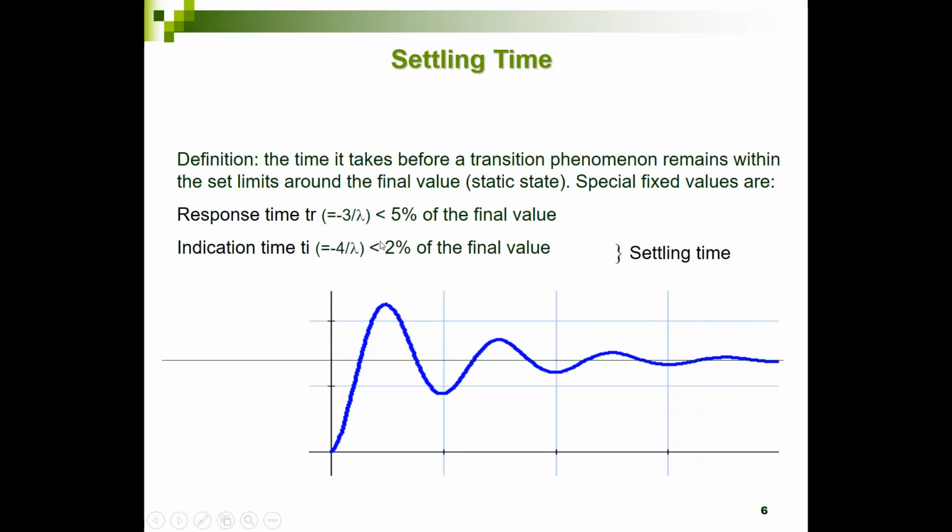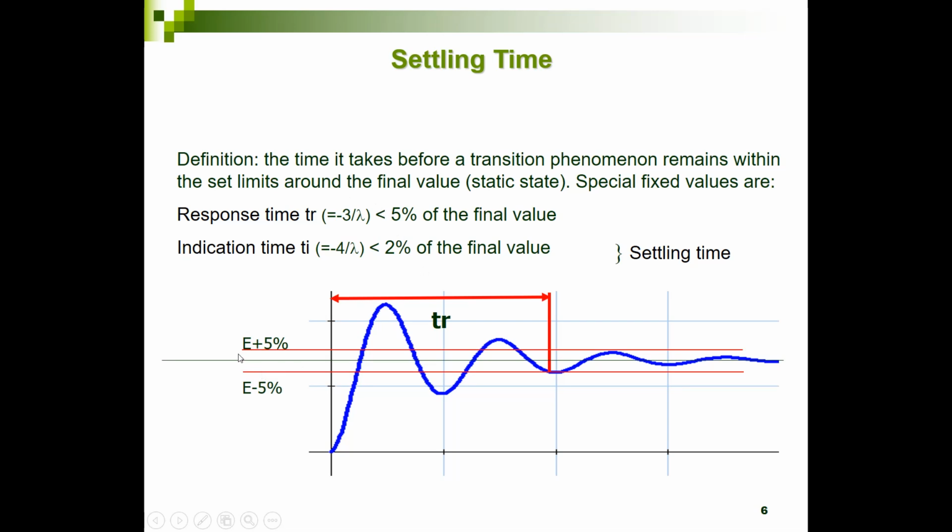Okay, now let's look to another requirement in the time domain, and that could be the settling time. The settling time is the time it takes before a transition phenomenon remains within the set limits around the final value, so due to static situation. So, for instance, when we want to have the signal within 5% around its end value, then we can define the settling time, and that gives us an indication at which point in time the signal stays within these limits.